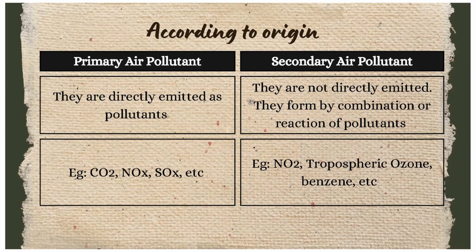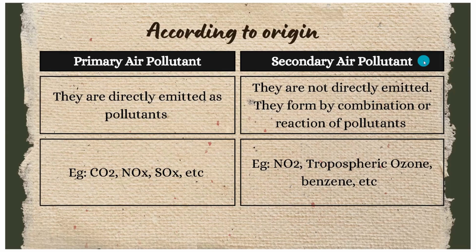ठीक है, प्राइमरी एयर पोल्यूटेंट का एग्जांपल अगर हम देखें तो it's CO2, NOx is oxides of nitrogen, right? And SOx is oxides of sulfur. There are many other examples. Then we are talking about secondary air pollutants. So examples of secondary air pollutants are NO2, tropospheric ozone, benzene, etc.